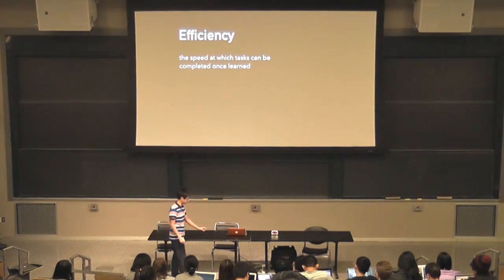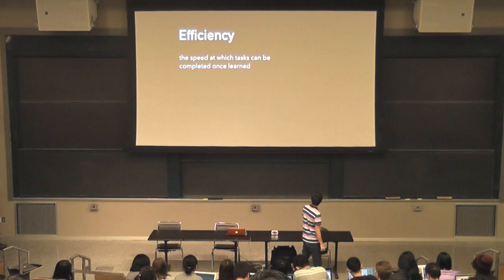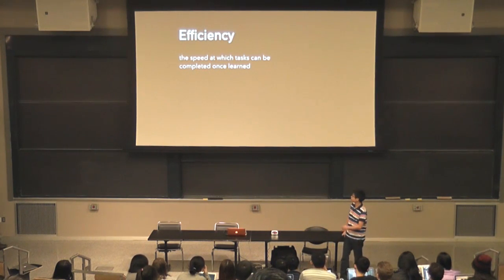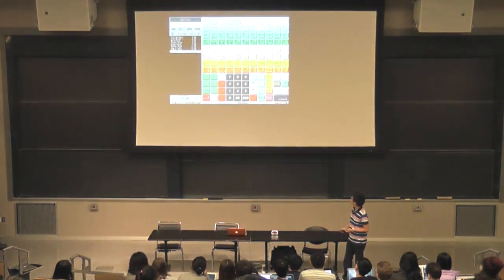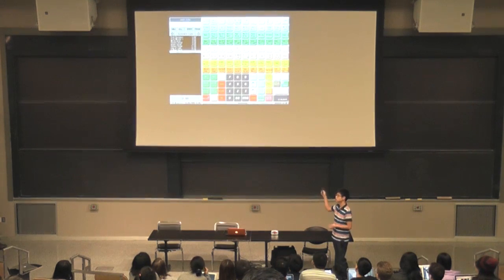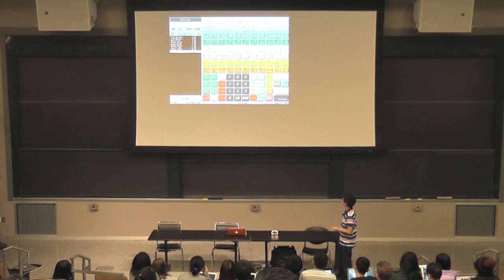Efficiency. All right, that's the second E we're going to look at. Efficiency is the speed at which tasks can be completed once learned. The once learned part is important, because you have something like this. This is the cash register for some food selling place.